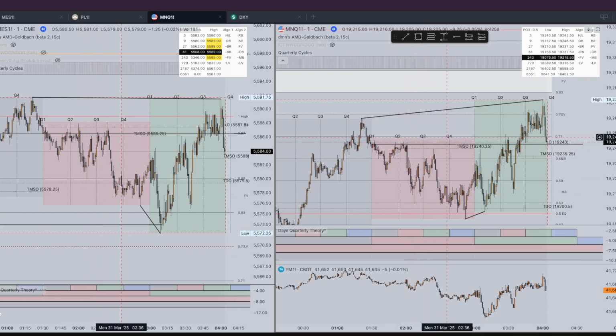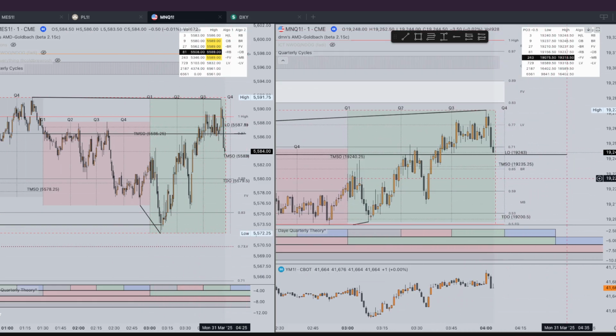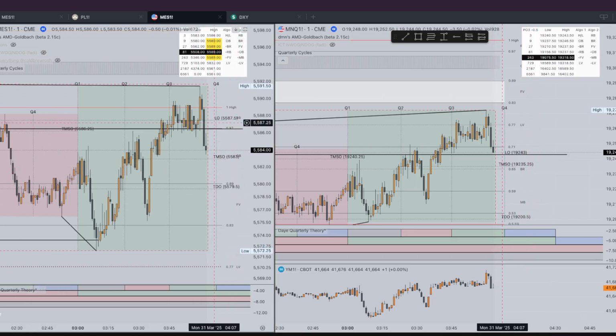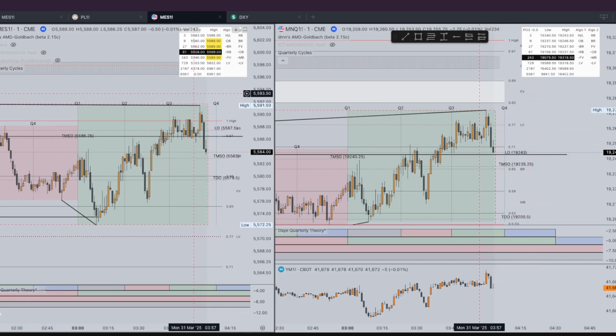To have some sequential SMT. The only sequential SMT right now that is making any sense is down here, not on top. So I would say this is a problematic trade. Okay, it's a problematic trade. So you can't really risk too much.